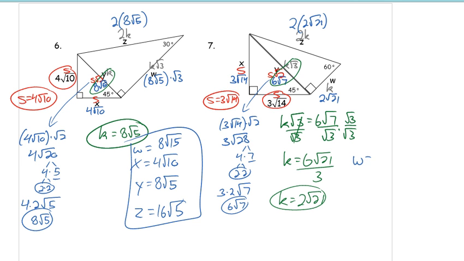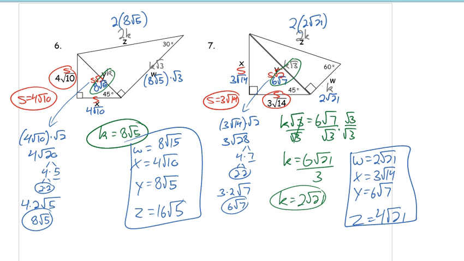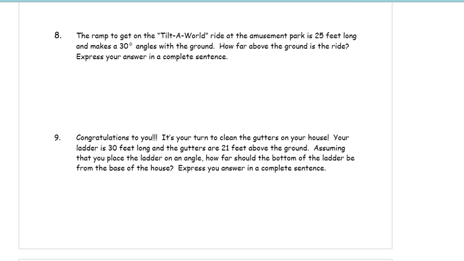So W is 2 radical 21 by itself. X is 3 radical 14. Y is, in the middle there, 6 radical 7. Z is 2 times 2 is 4 radical 21. Whew. Good work. Now my favorite.